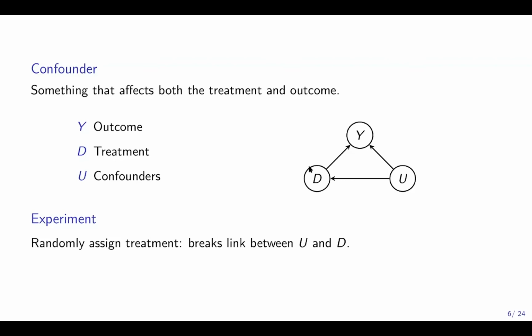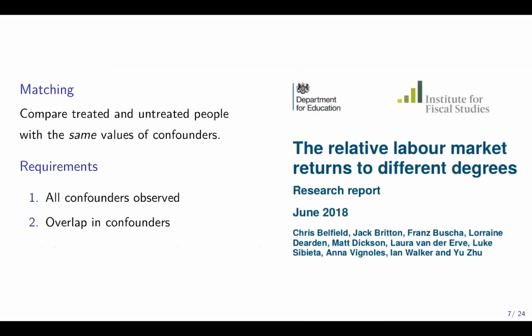The first approach goes by a number of names, but probably the simplest is to call it matching. What matching does is to compare treated and untreated people with the same values of any confounders. So for example, we might compare Oxford students with a certain number of A-levels, A stars at A-level, to Brookes students with the same A-level results. The idea is to repeat this comparison for every possible combination of values for the confounders.